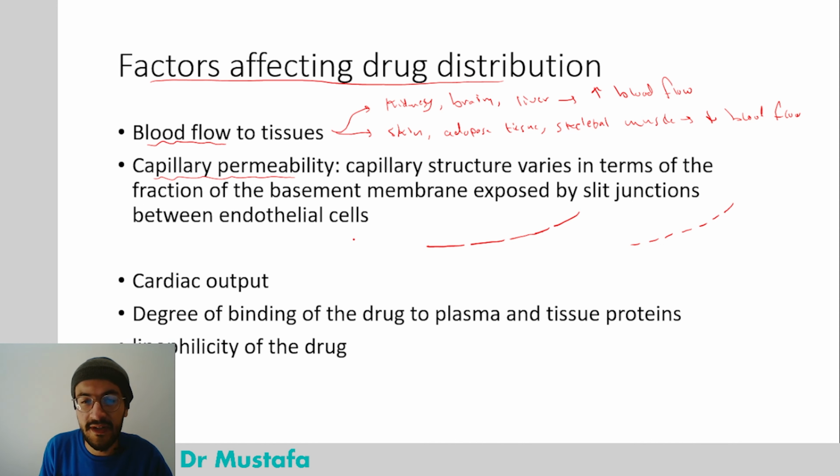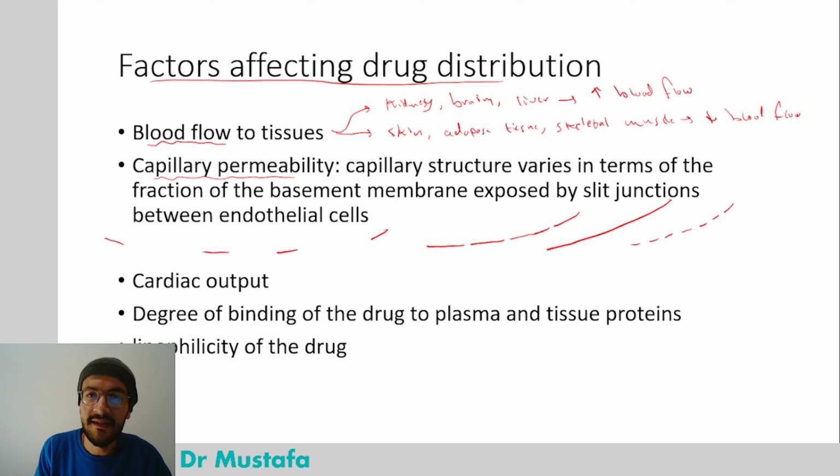An example would be the liver and the spleen. They have large discontinuous capillaries, meaning they have a capillary structure like that. So the drug would distribute more to the liver and spleen in comparison with the brain, which has continuous capillaries that don't have any slit junctions whatsoever. So the brain capillaries would be like that, and the drug would distribute more to the liver in comparison with the brain.